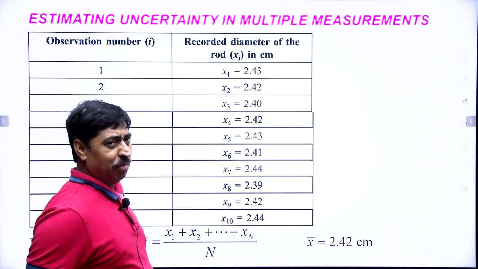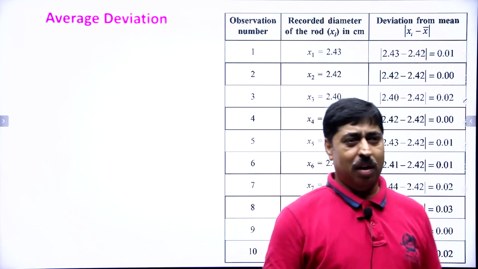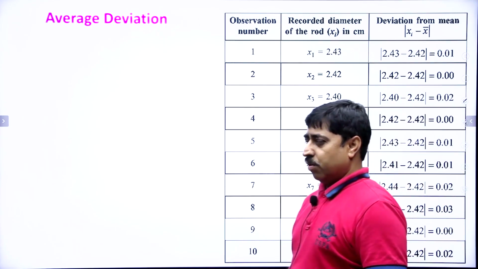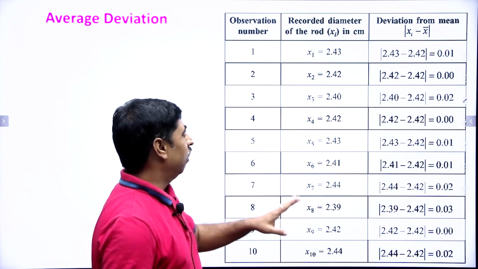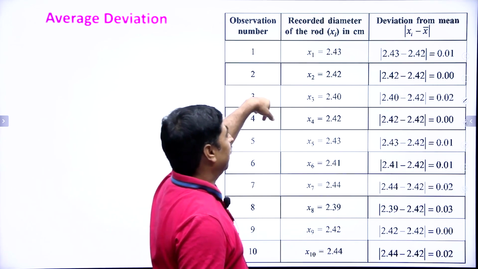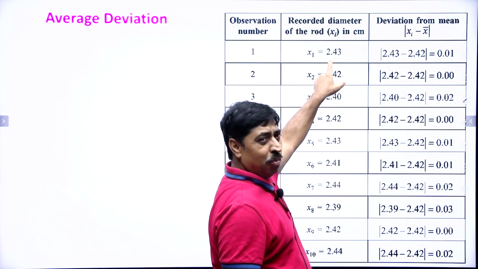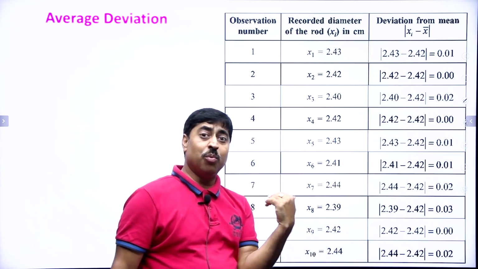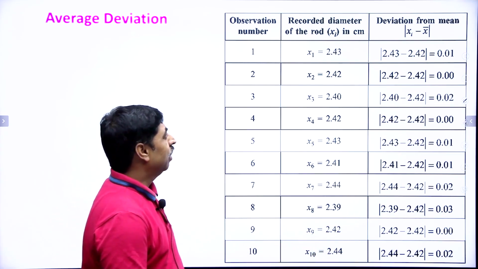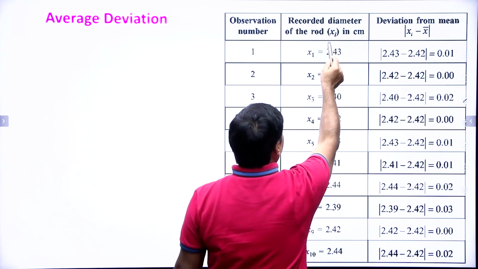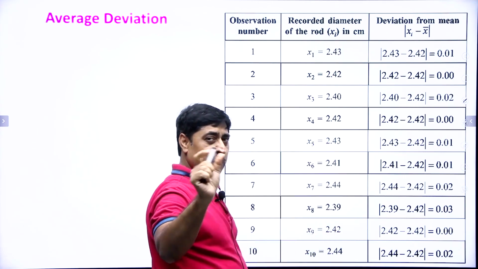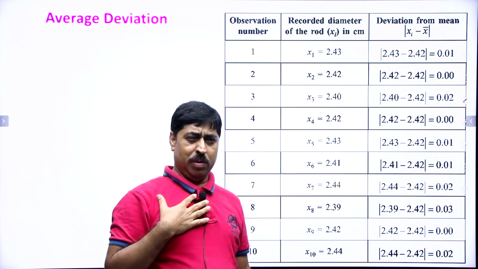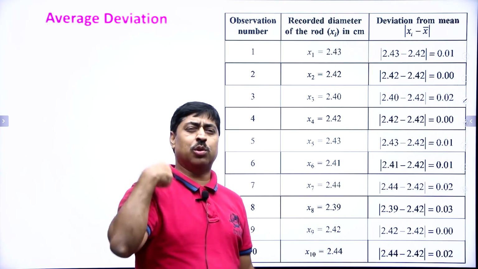One simple way is finding the average deviation. So this is how we do it. This is the same table. Observation number, recorded diameter 2.43, 2.42, 2.40. Average of all these is 2.42. So what we do is, we record the deviation in the first reading with respect to the average. Average is 2.42. We take it as true value.